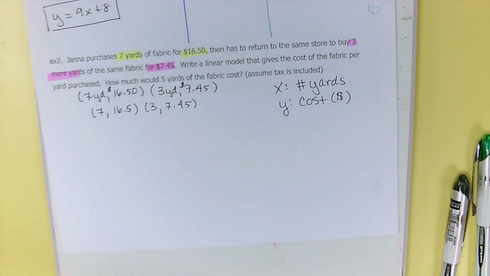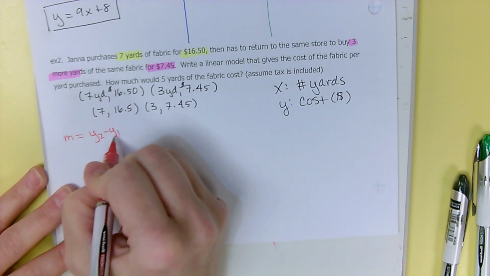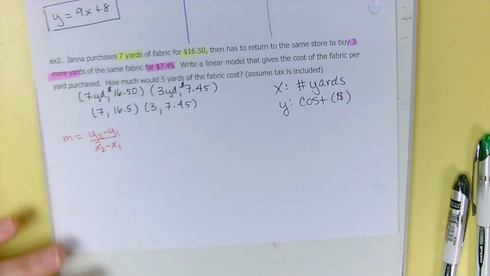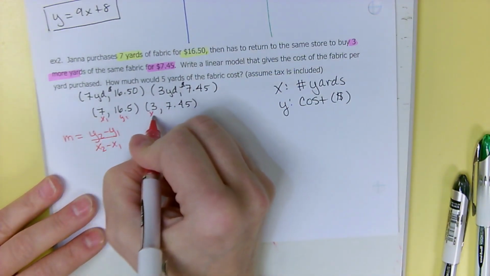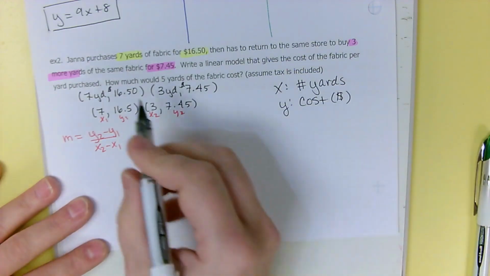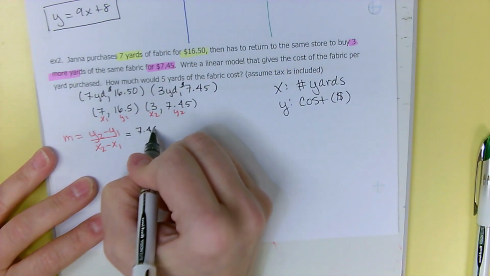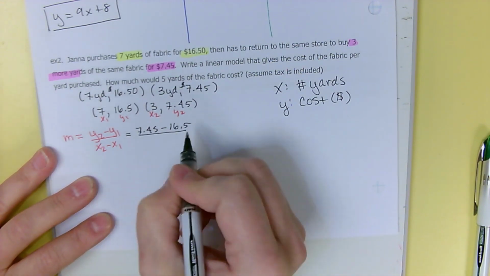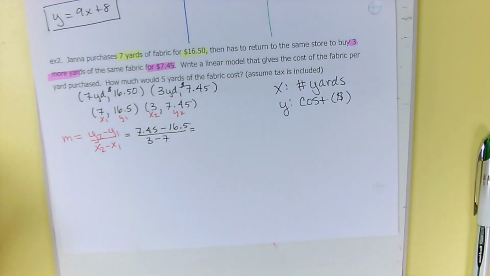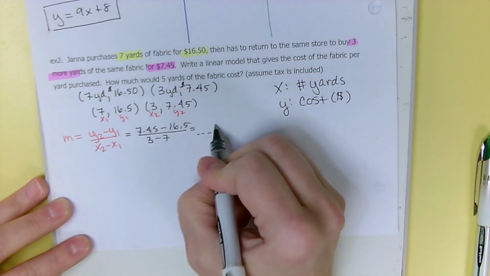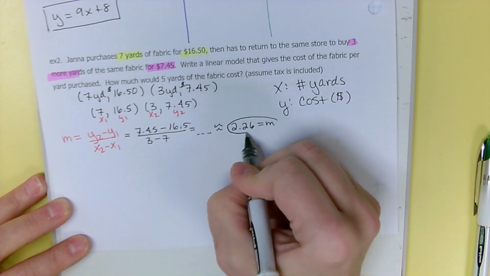All right, so what we're going to do is write a linear model. So first we got to do slope. Slope is y sub 2 minus y sub 1 over x sub 2 minus x sub 1. Designate your points, x1, y1, x2, y2, and sub them in. So 7.45 minus 16.5 over 3 minus 7. And I would totally be using calculators for this stuff. And again, just put a dot, dot, dot. Ends up being 2.26 for my slope.